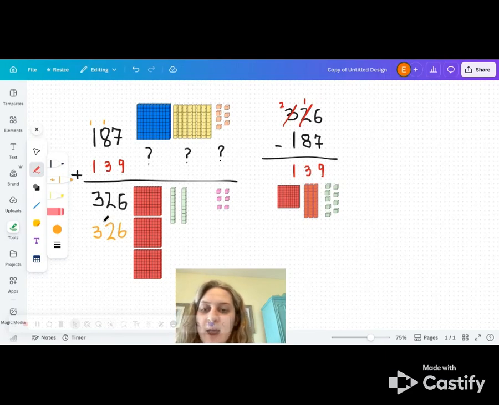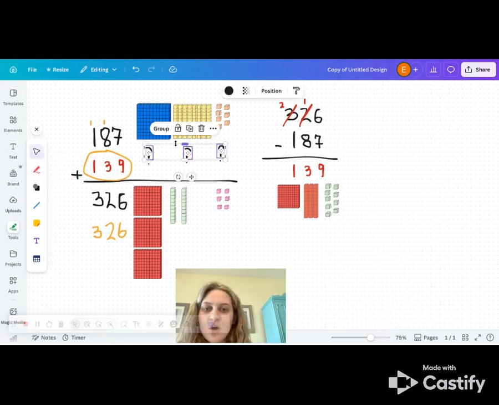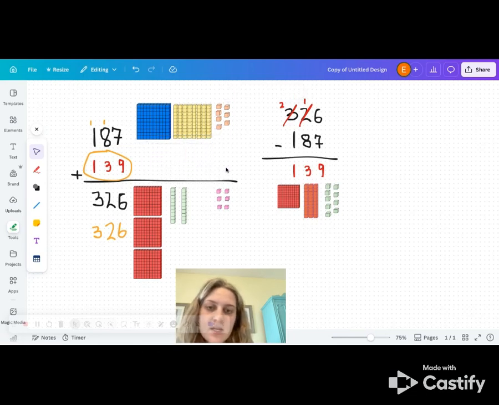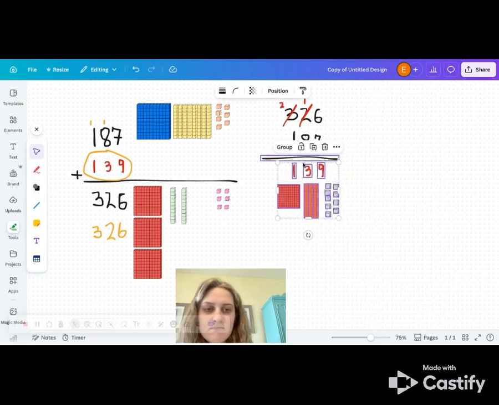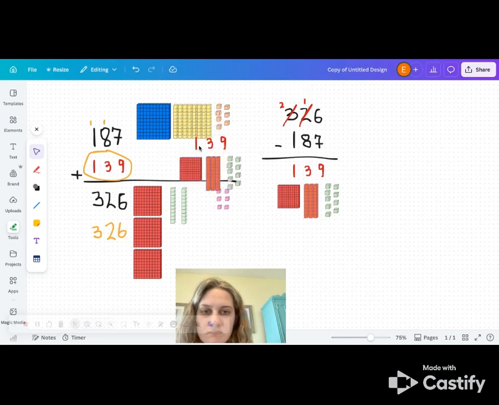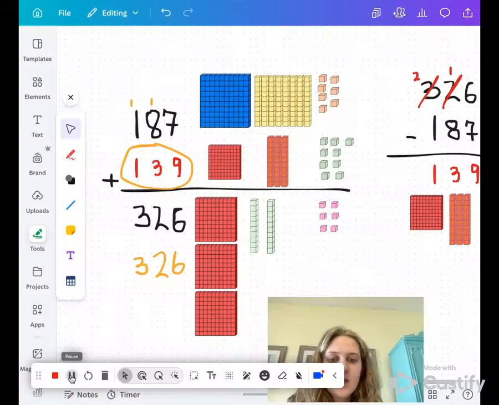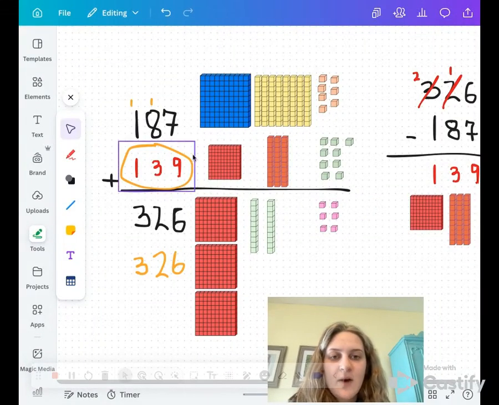So this proves that 139 was our change unknown in this equation. So that means that the question mark can be represented as our representation over here. We can move that over. So this is our final representation and our final answer.